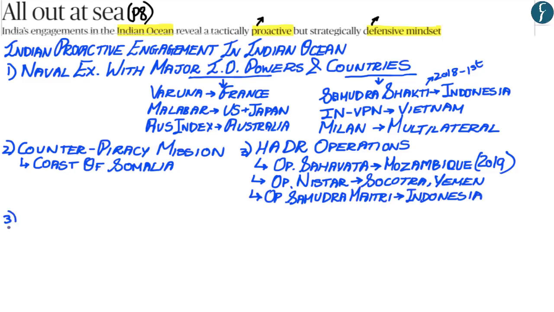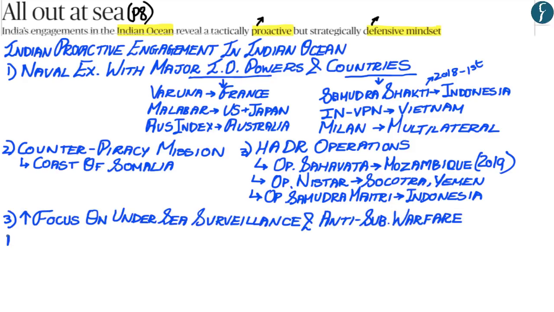Now, the third proactive engagement which the author has highlighted is that the Indian Navy has increased its focus on undersea surveillance and on anti-submarine warfare. Now, the fourth and the last proactive engagement which the author has highlighted is that India is seeking naval logistic access to the French bases located in the Reunion Island and in the country of Djibouti.